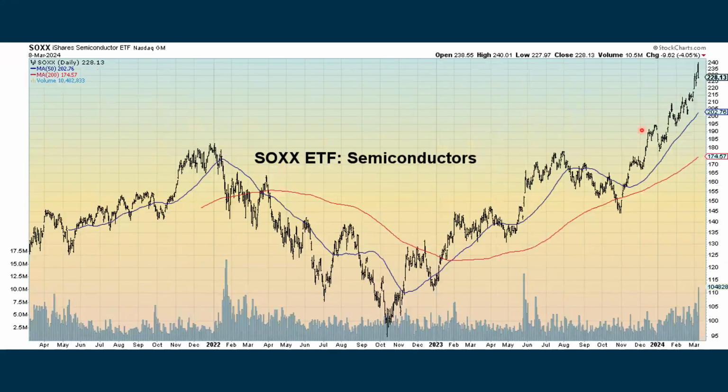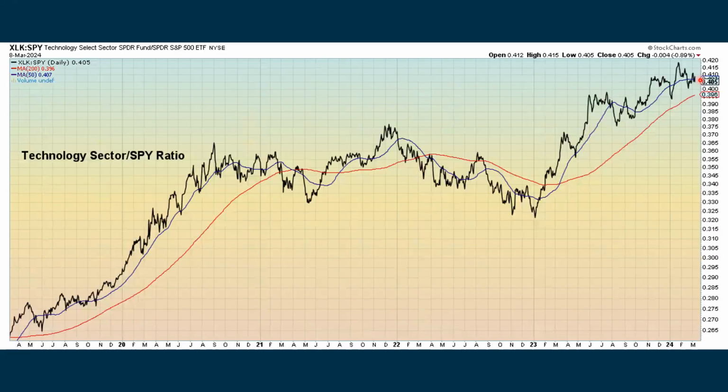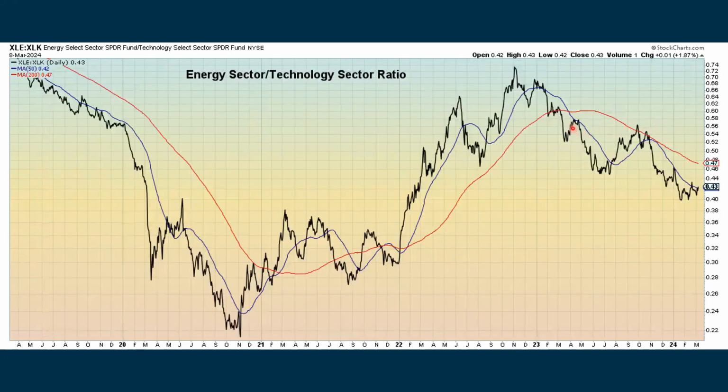And then we look at the semiconductors, which really have been strong, even though they pulled back in Friday's session. This is a ratio between tech and the S&P, still in a solid uptrend. The energy sector has really been underperforming the tech sector. The energy sector outperformed in 2022, but since the earlier part of 2023, it's been really underperforming.